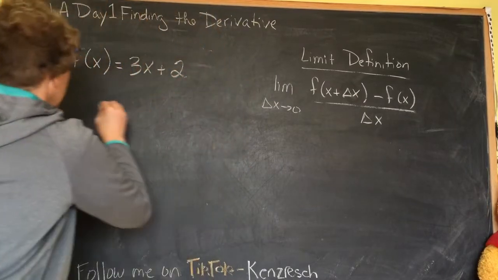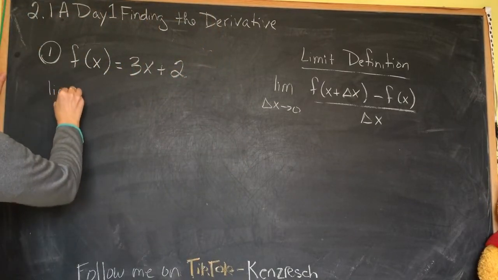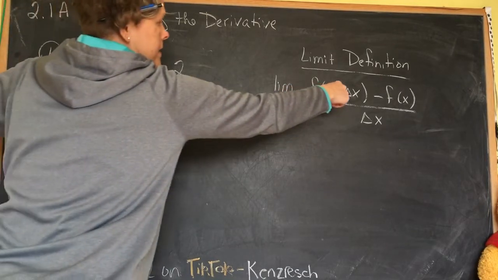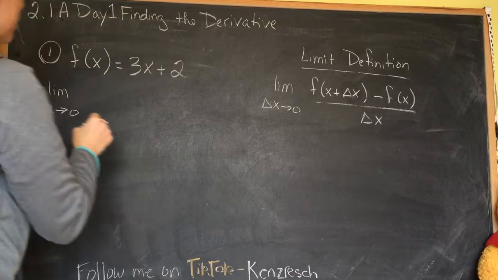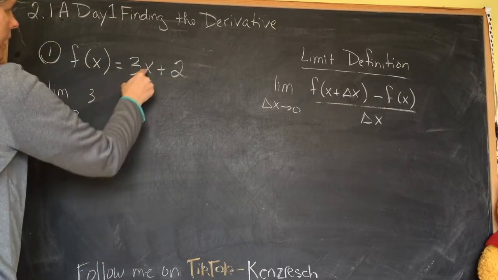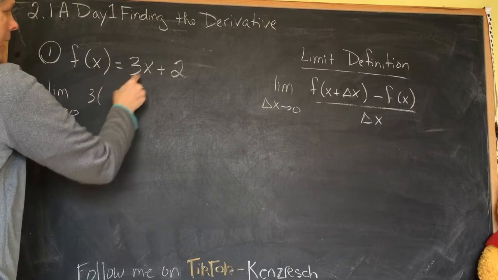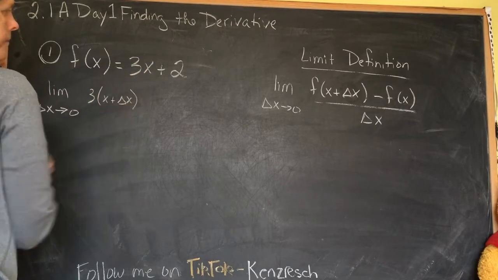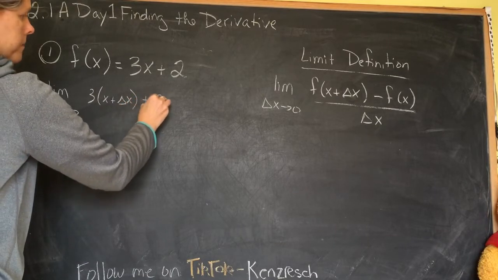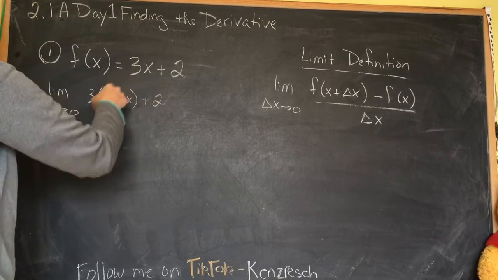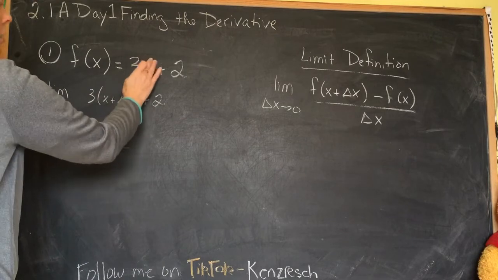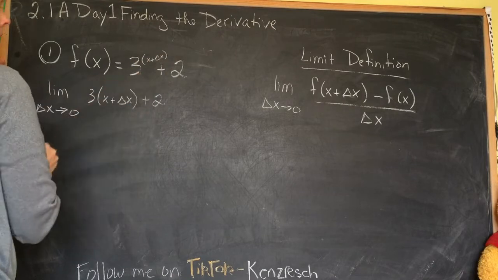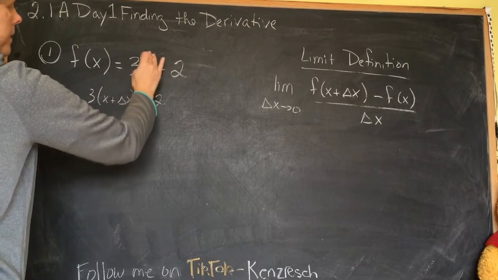All right, so I'm going to start out the limit as delta x approaches 0. Now, all this is saying is we're going to take this function, this 3x plus 2. I see an x there. I'm going to take out the x, and I'm going to put in x plus delta x. And then I'm going to finish the rest of the problem. So these look very similar. I just took this out, and in its place put x plus delta x. That's all that goes at the beginning of this formula.